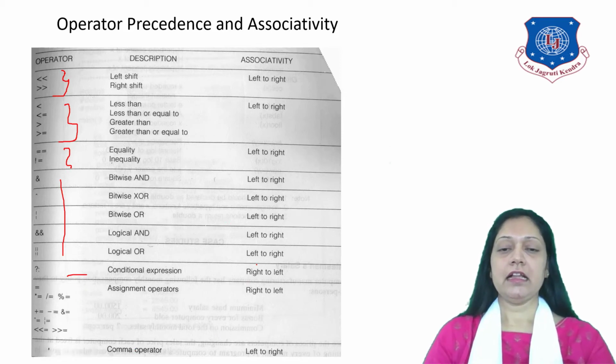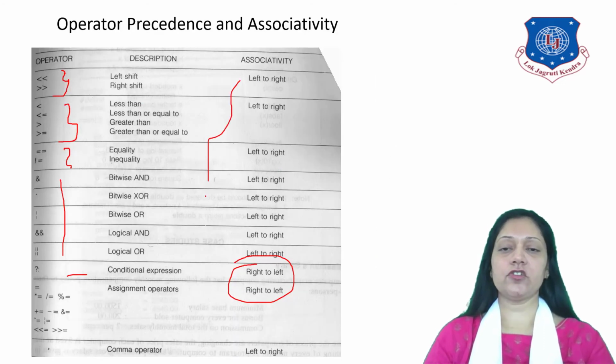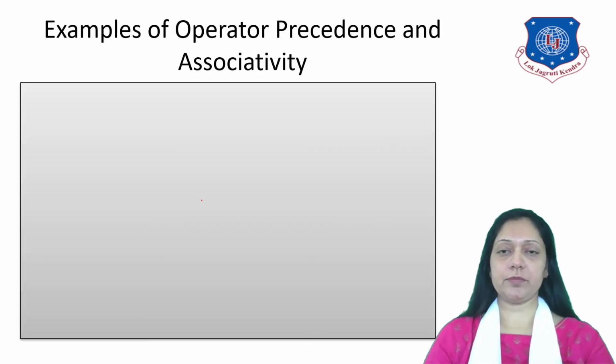As you can see, this particular operator has associativity from right to left. It is the conditional and assignment operators and unary operators. The unary operators, increment, decrement, and all, have associativity of right to left, while all the other operators have the associativity of left to right. So we need to remember this table to evaluate mathematical expressions.